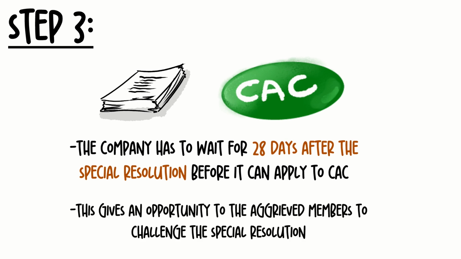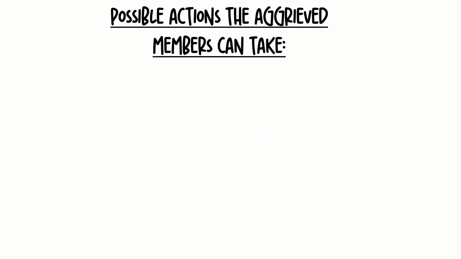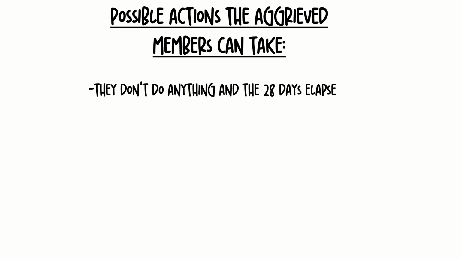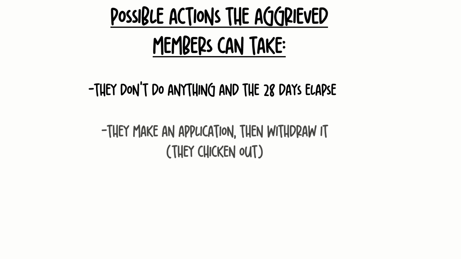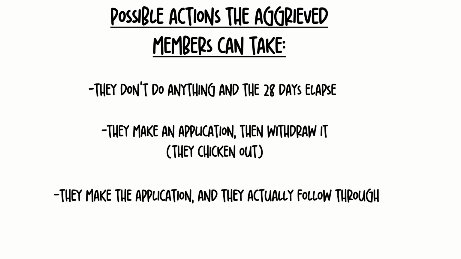This is to give time to aggrieved or dissenting members of the company who didn't want that change to make an application to the court to cancel that special resolution. Now, during this 28 days process, there are three things that can happen. The first is that the company waits 28 days and no dissenting party actually takes an application to the Federal High Court. The second instance is that aggrieved members of the company actually took steps and applied to the Federal High Court, but then later they withdrew their application. And the last instance is that they applied to the High Court and they actually stuck with that decision.